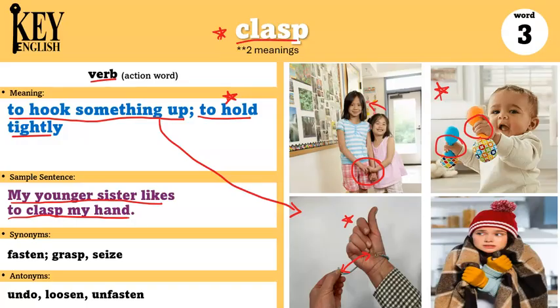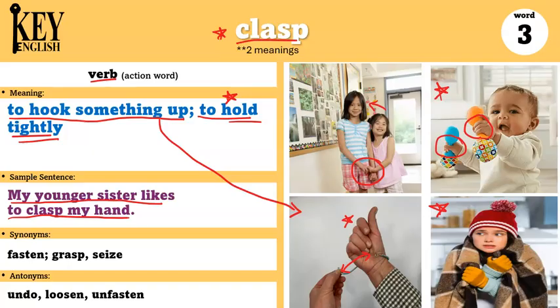And you can even use this word on a cold day when you grab your jacket or a blanket and you're holding it tightly to yourself. You can say, she clasped the blanket over her shoulders. So she put it on her shoulders and held it very tightly because she was cold.